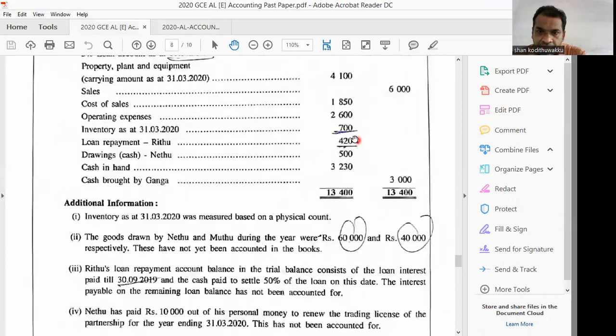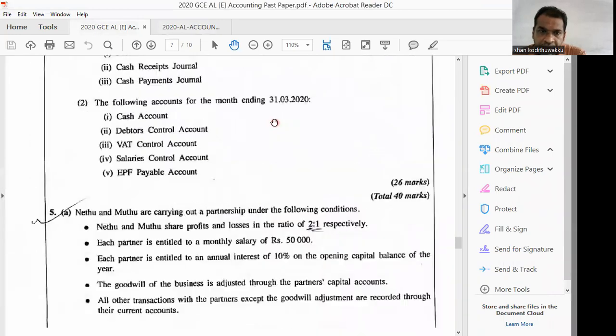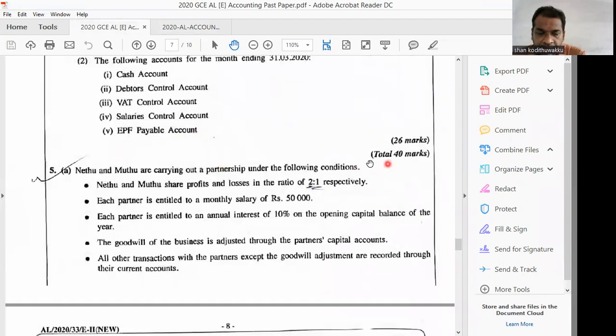Then we will come to the agreement part. We normally record first the details given in the partnership agreement. Nethu and Muthu share profits and losses in the ratio of 2:1 respectively. Each partner is entitled to a monthly salary of 50,000. Monthly salary of 50,000.